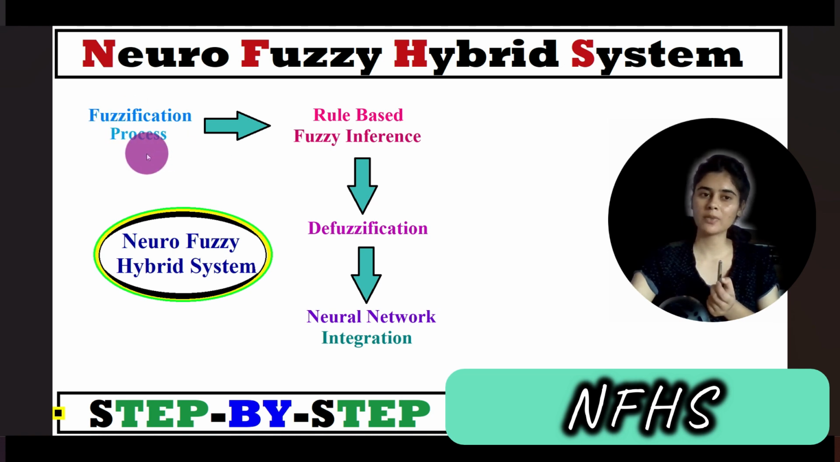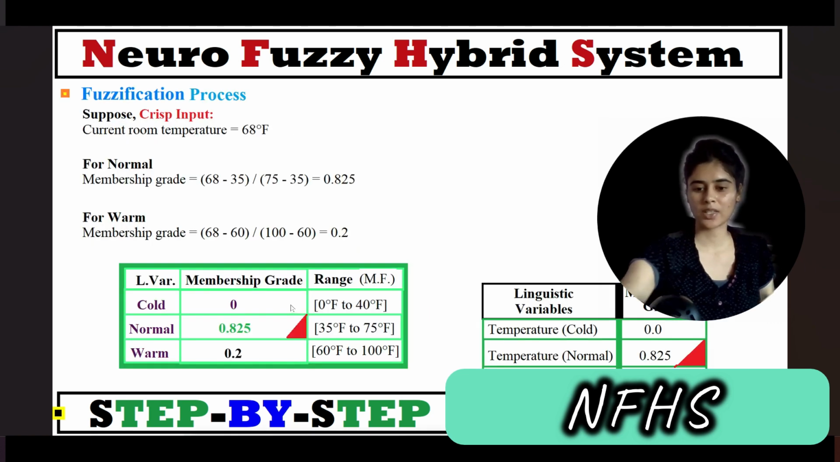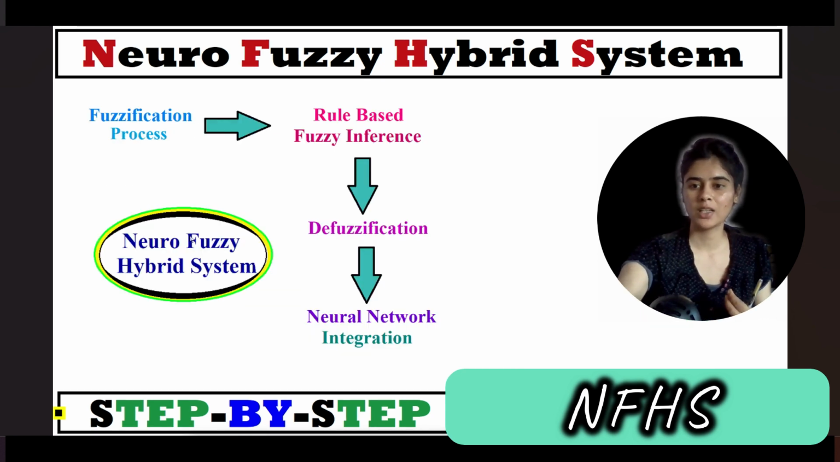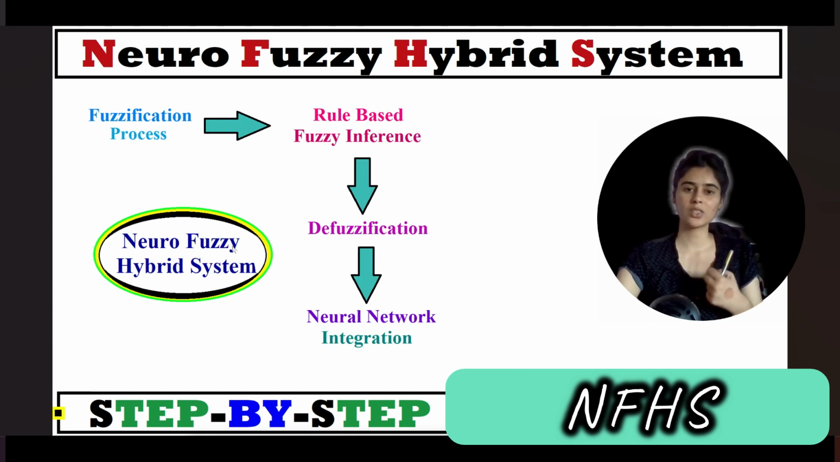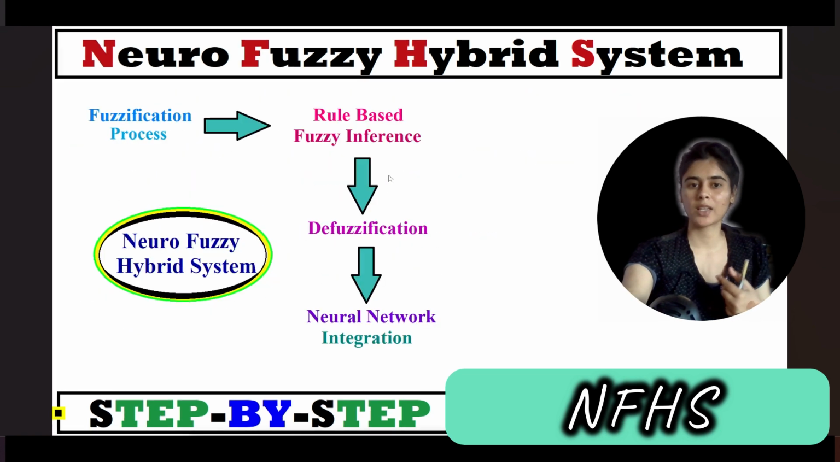First we have the fuzzification process, then we will apply rule-based fuzzy inference, then defuzzification, and after that we will integrate the neural network. So first we have the fuzzification process, where the degree of membership is calculated for each linguistic variable to check which category it belongs to, that we will perform step by step in the numerical example.